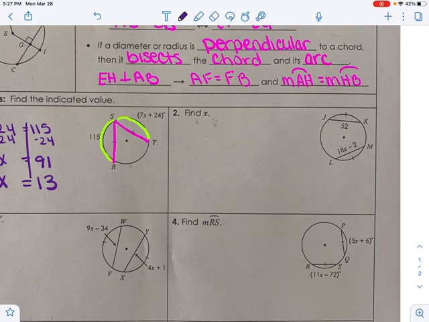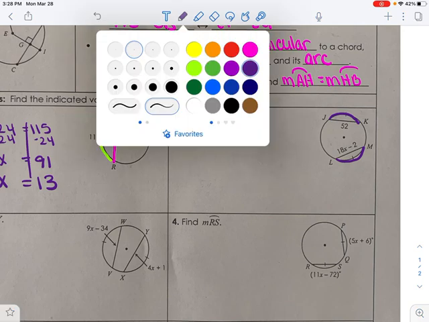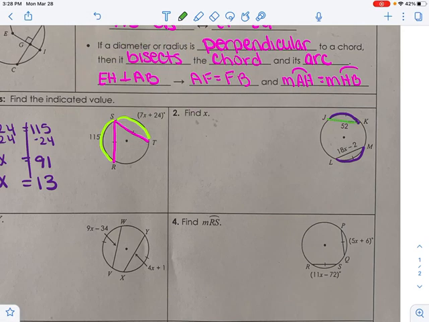Same goes for number 2. The marked arcs match up with the labeled chords. When that happens, set them equal to each other. Add 2 to both sides. Divide both sides by 18 in this case, and you will get x equals 3.